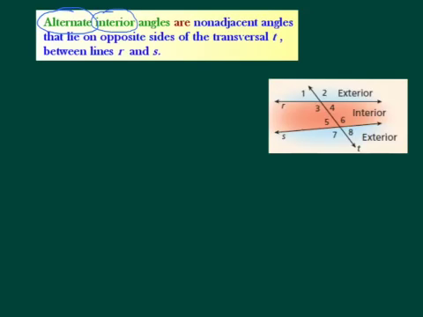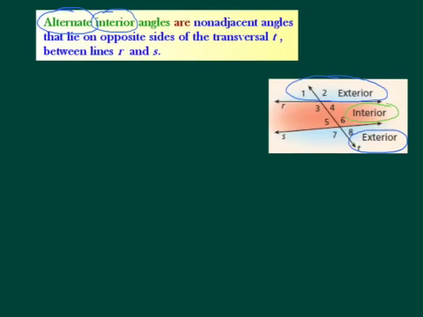We have spaces that are exterior to lines R and S, that I've outlined right here, and then we have a space that's interior, and that means that it's inside the 2 lines R and S. So the angles we're looking at right now are inside lines R and S. Alternate meaning they're opposite.